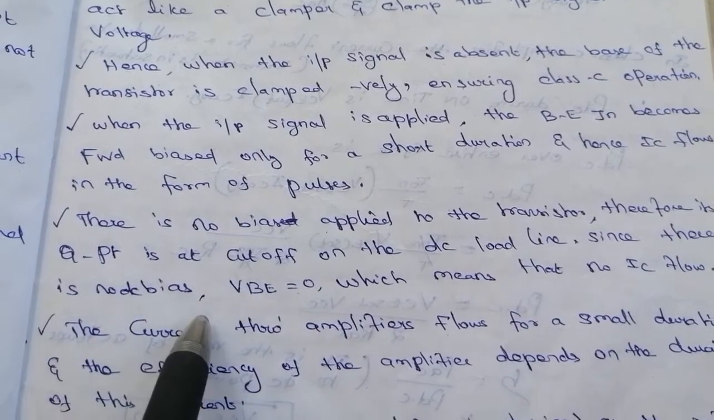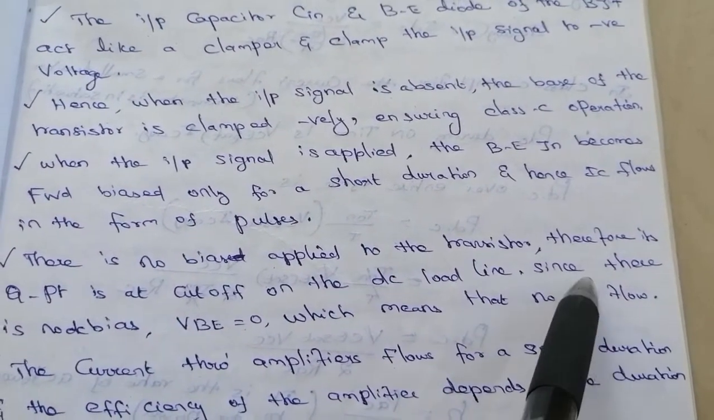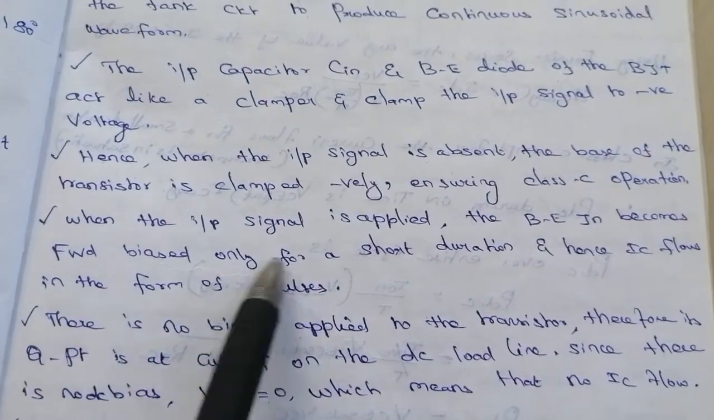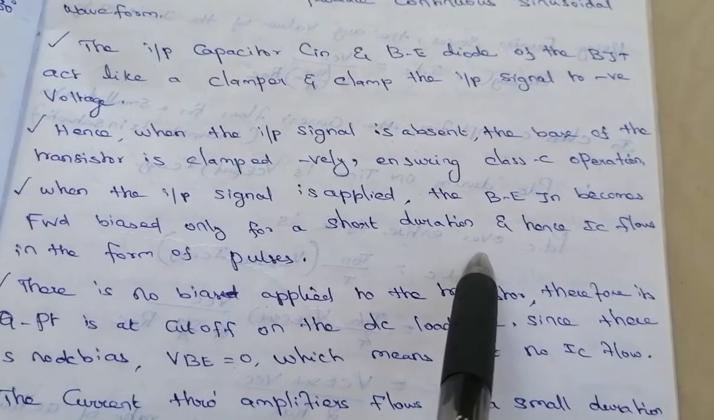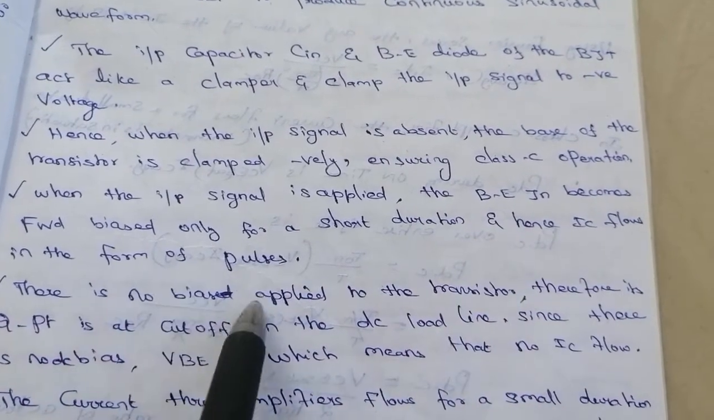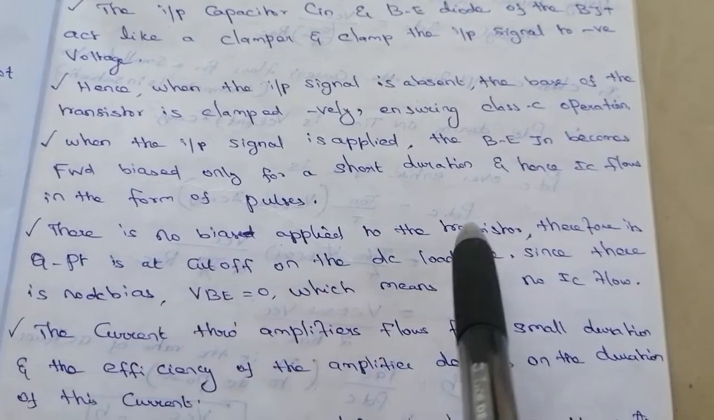Since there is no DC bias, VB equals 0, which means no IC flows. Initially, the input signal is applied, so the base-emitter junction becomes forward biased for a particular period. At that time the IC flows in the form of pulses, which means less than 180 degrees. There is no bias applied to the transistor.